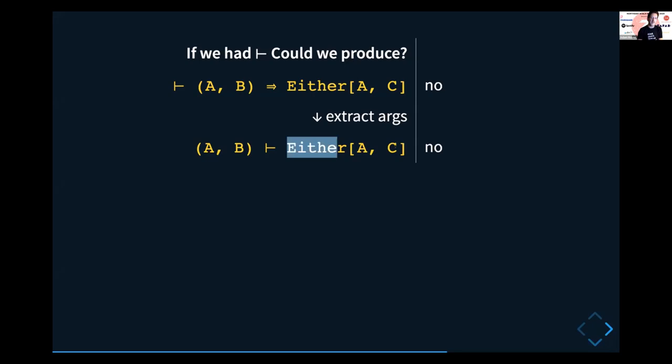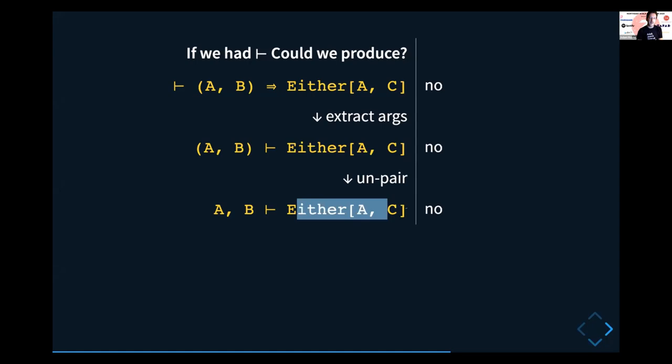So we do the same steps as before, we unpair it, just in a different representation. Do I have things on the left that match the thing on the right? Nope, okay. I'm going to choose A, so now I have an A and a B. I have A and B, and I want to produce an A.